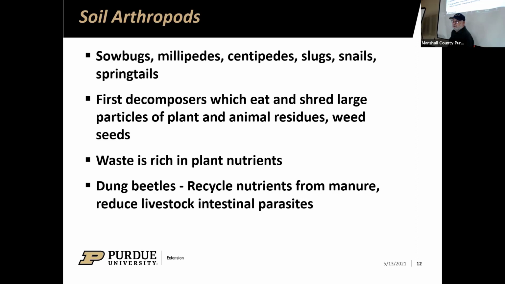So waste is rich in plant nutrients, being animal waste or plant debris. Dung beetles recycle nutrients from manure and reduce livestock intestinal parasites. So a properly grazing system actually has livestock producing a softer manure. Hard cow pies are an indication of poor grazing. But in either case, we have these dung beetles that start recycling that manure and releasing the nutrients to be utilized in the soil environment.